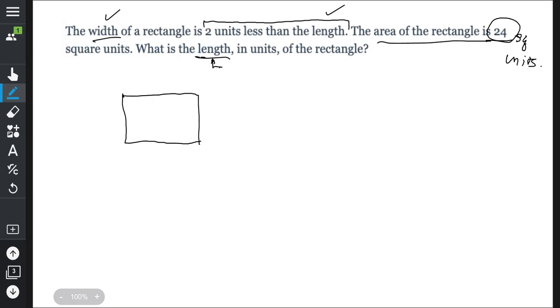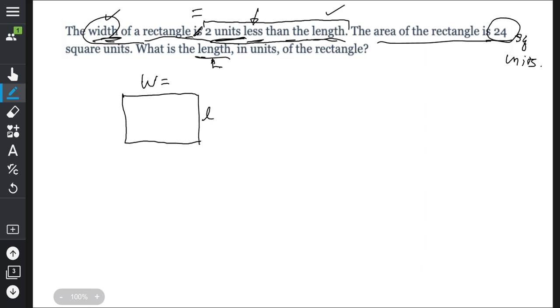And go ahead and say W and L for width and length. It doesn't matter which is which. Just one of them has to be W, the other has to be L. And then read this again. The width equals 2 units less than the length. So first of all, let's say width equals. So go over here and say W equals. That's what they're telling you. W equals 2 units less than the length.